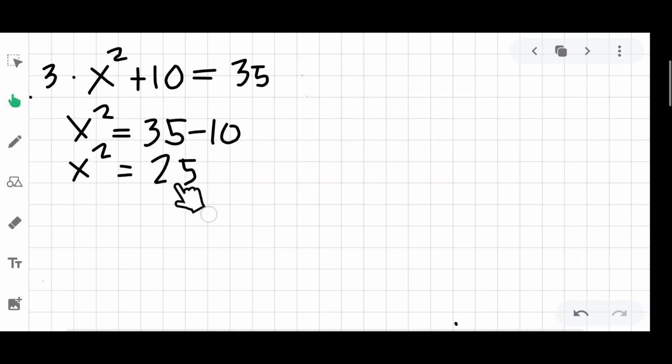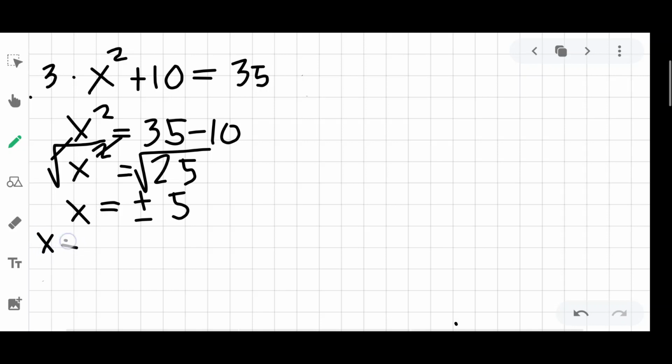So, bring down x squared equals 35 minus 10, the answer is 25. So, since okay na lahat, naka-form na siya in a form of x squared equals k, pwede na tayong mag-square root both side. So, maka-cancel, x na lang ang matitira. So, the square root of 25 is positive and negative 5. So, we have two solutions.